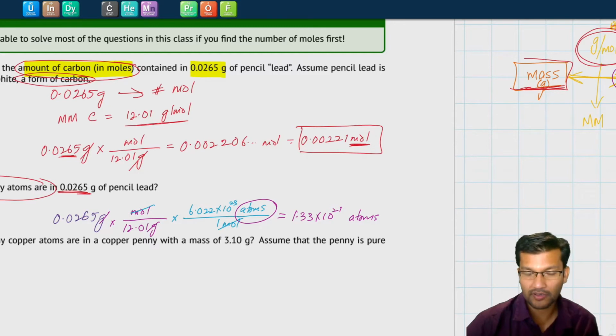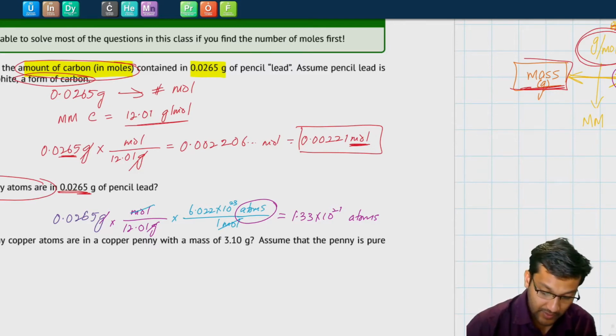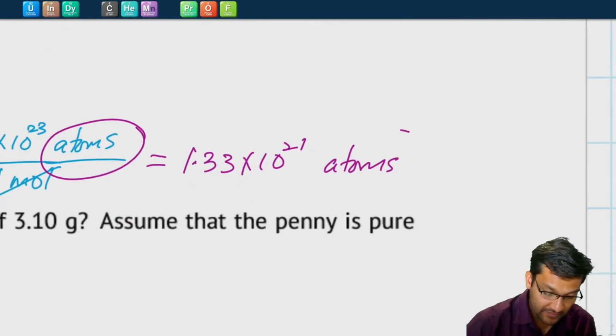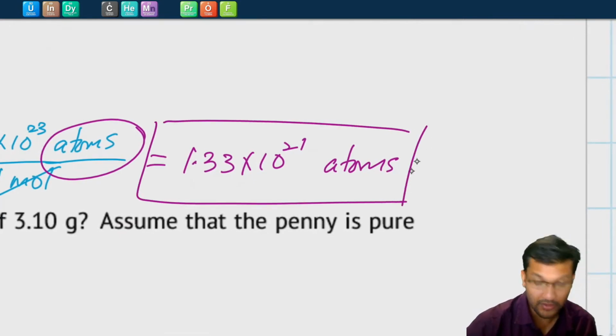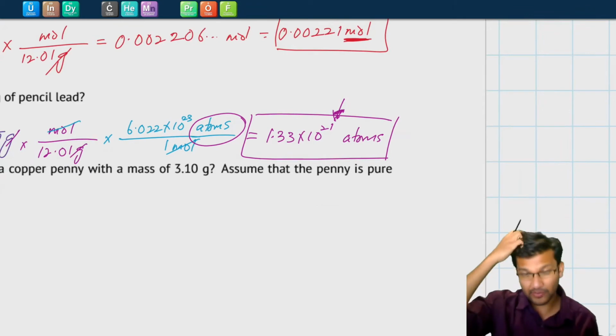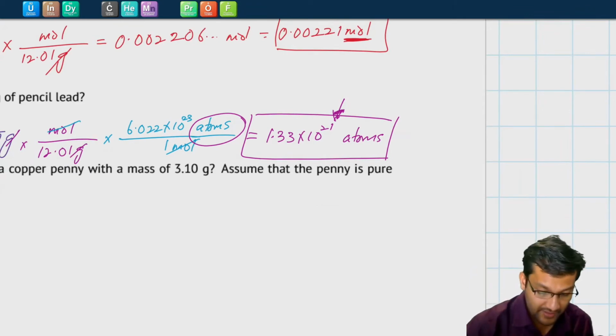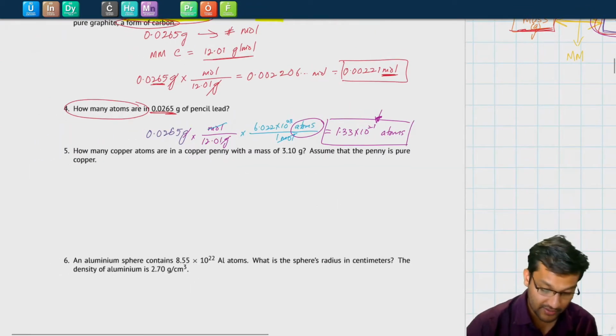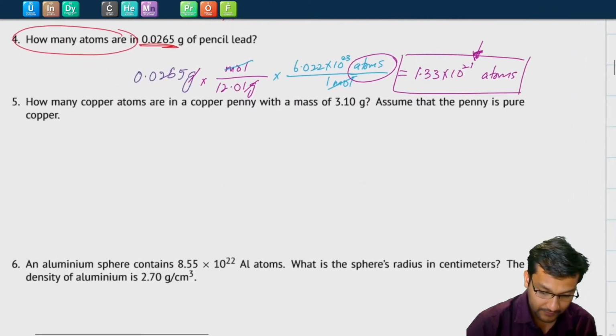A good way to check your answers: if you're dealing with number of moles or mass, those are more reasonable numbers that you're accustomed to. If you're dealing with number of atoms or molecules, those are going to be very large numbers, very large numbers of things. In this case, 10 to the 21st is the order of magnitude. So that's a way to check your answers. If you have a very tiny number of atoms, your answer is probably not correct.